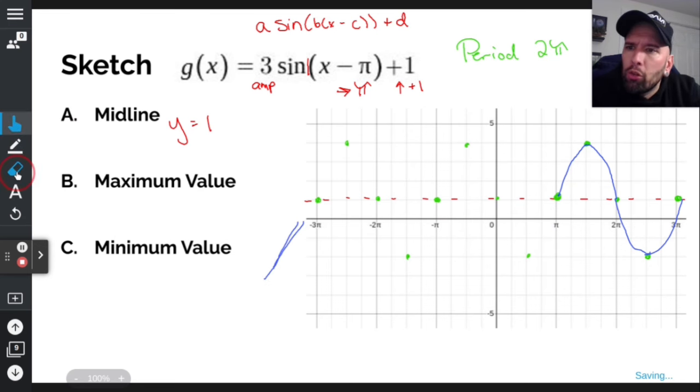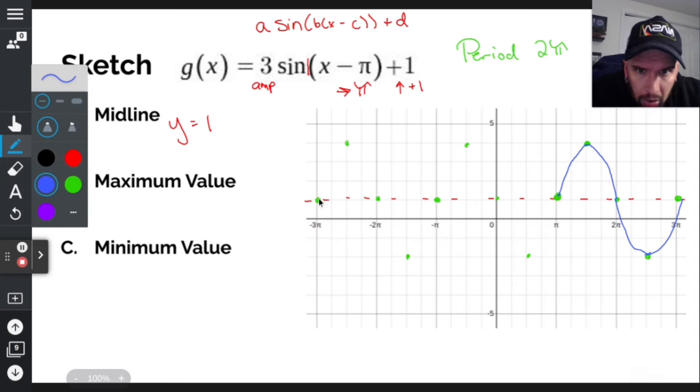Since I'm not good at drawing them right to left, why don't I draw them left to right? Okay, I have the dots.